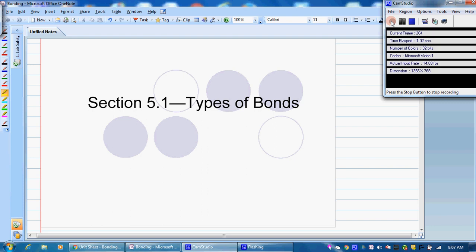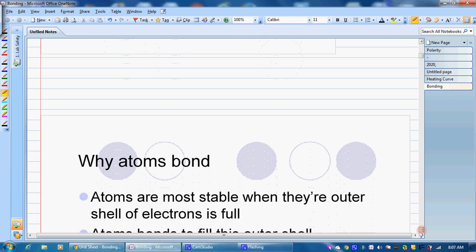This section of notes is about the different types of bonds. There are several types of bonds that we're going to talk about in this section, and we're just going to go through all those different types so that you will be able to look at your compounds and identify the bonds that you're looking at.